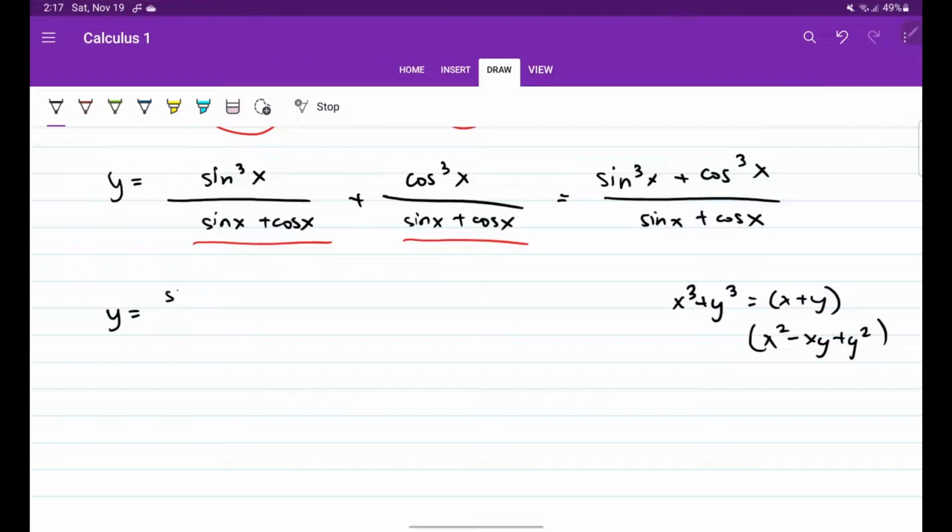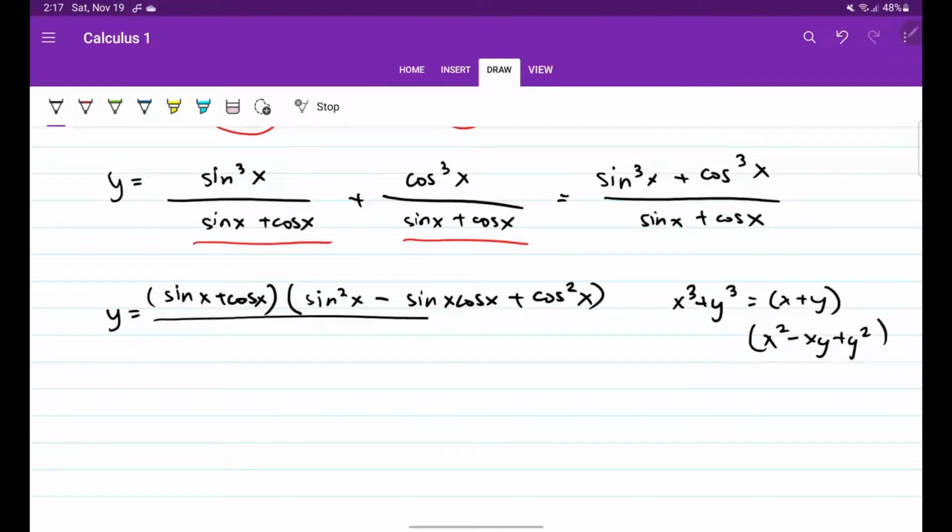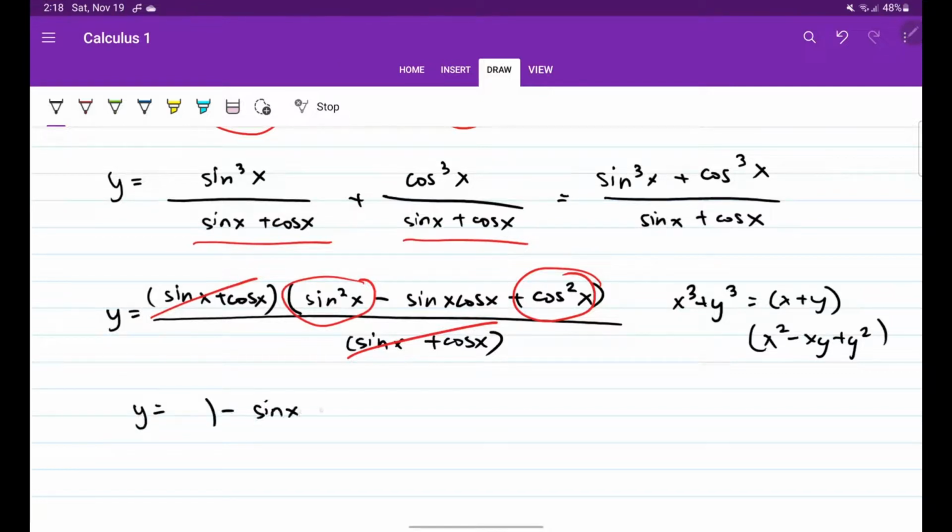No? So, magiging sine x plus cosine x times sine squared x minus sine x cosine x plus cosine squared x all over sine x plus cosine x. Tama? And now, this will cancel. And we know sine squared x plus cosine squared x is equal to 1. No? So, we are now left with y equals 1 minus sine x cosine x. No? So, from the expression na sine squared x over 1 plus cot x plus cosine squared x over 1 plus tan x, na-simplify natin siya into 1 minus sine x cosine x.